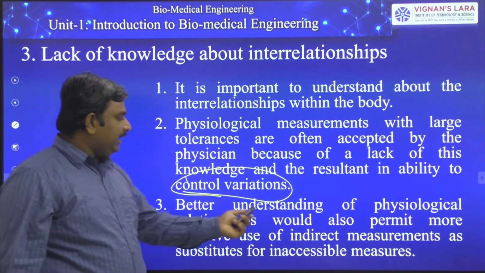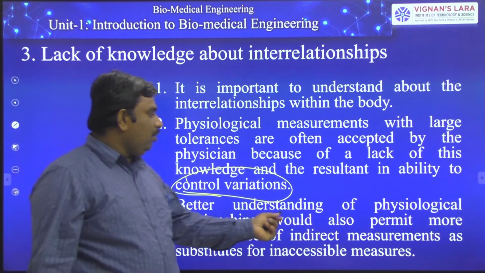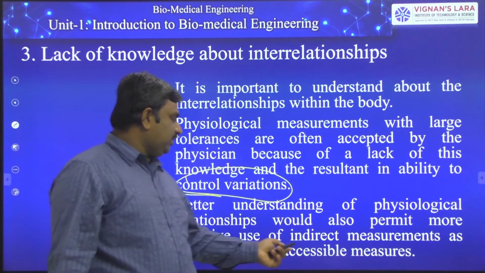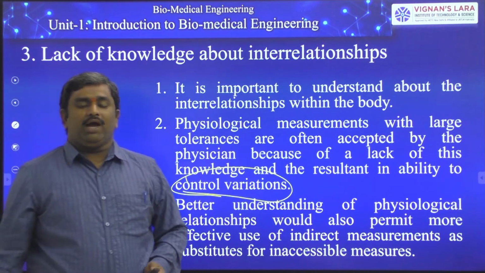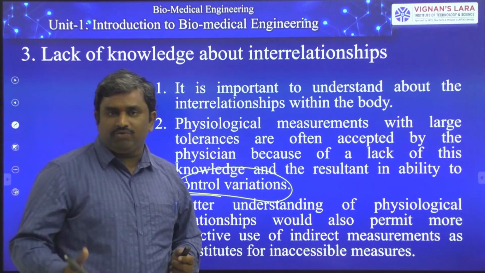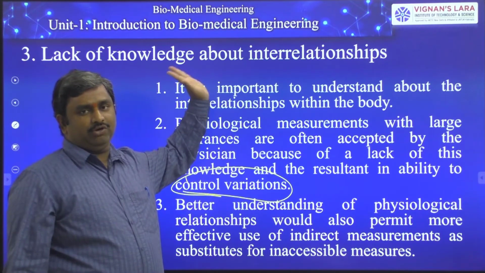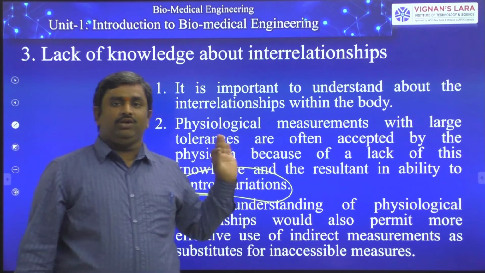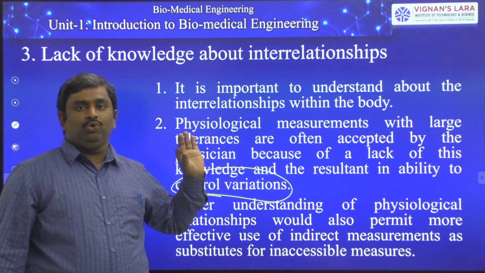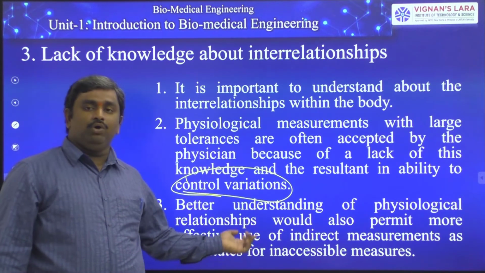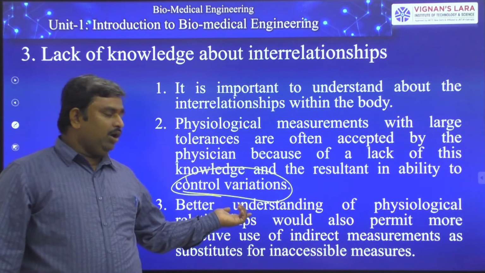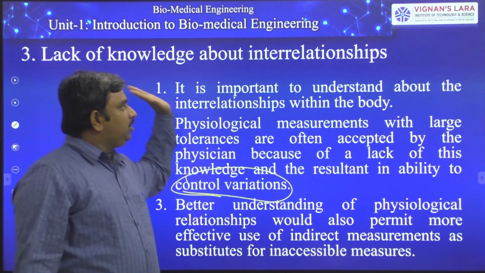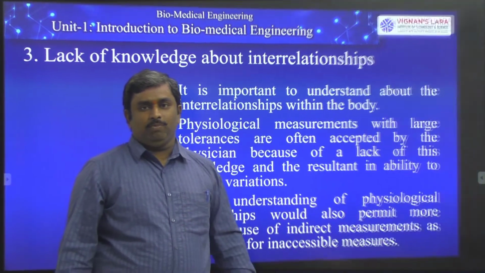Next, the third one: better understanding of physiological relationships would also permit more effective use of indirect measurements as substitutes for the inaccessible measurements. I said that inaccessibility of variables is there, and variability of data is there. When you have perfect knowledge about these interrelationships, then you can judge how to identify the inaccessibility of variables, and how to control the input variations. These are the things you will know when you have good knowledge. If you don't have good knowledge, that is the biggest problem.